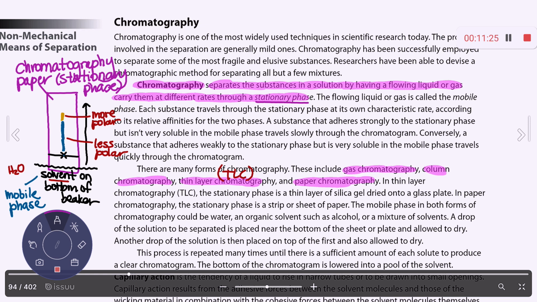Let's go down a little bit more. And this entire thing is actually once the separation occurs and your solvent has moved up to about here, a few centimeters from the top, this is called a chromatogram. And that's just what we call the entire apparatus. Okay, so this entire thing.